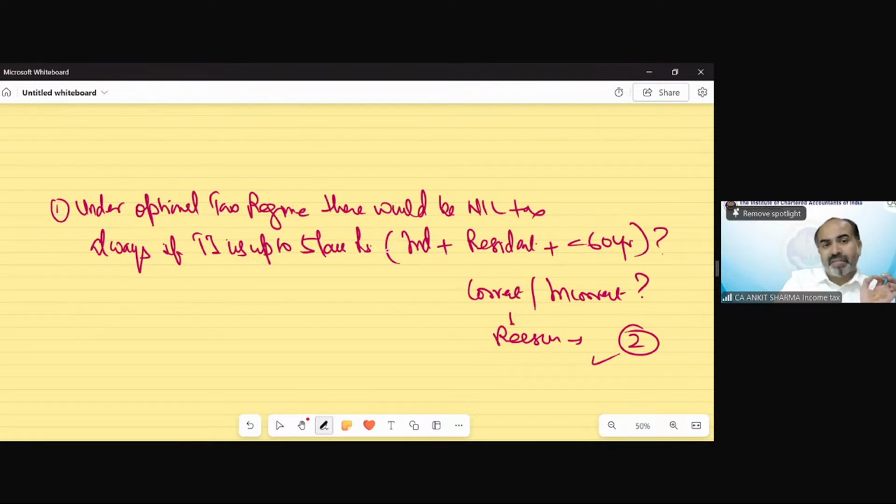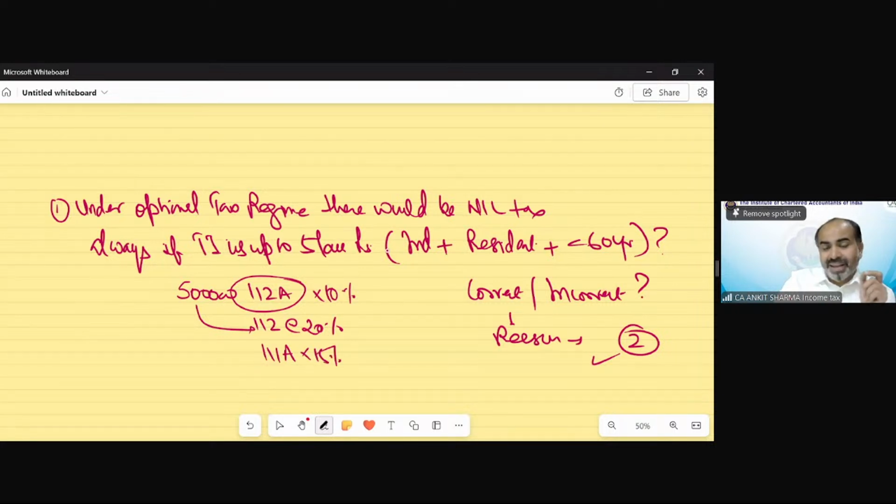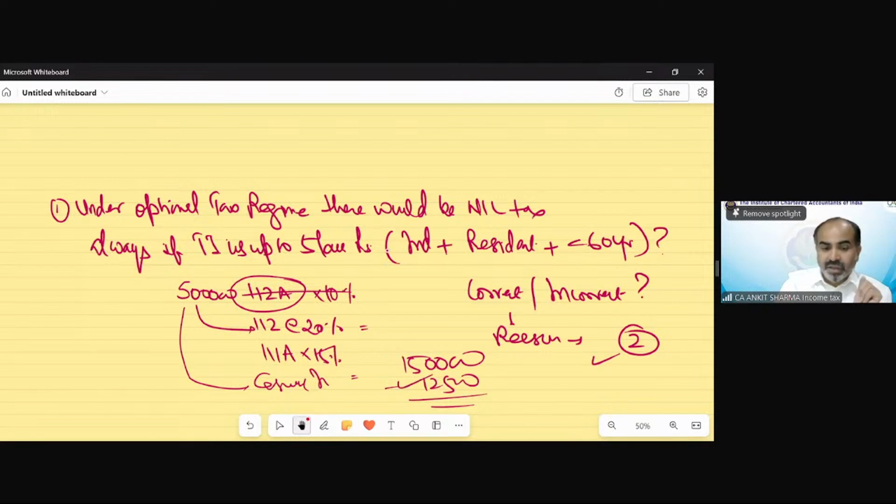Because suppose I have income of 5 lakh rupees under section 112A or section 112, the tax rate is 20%. For 112A the tax rate is 10%, or for 111A, the tax rate would be 15%. Then the rebate provision says you can get the rebate maximum up to 12,500 rupees. Suppose you have casual income. In case of 112A, you cannot claim the rebate. If you have casual income, then your tax liability would be 30%, 1,50,000, and you can only claim the rebate of 12,500 rupees. So it is incorrect in case of special rate income.